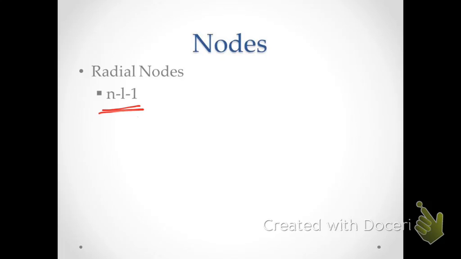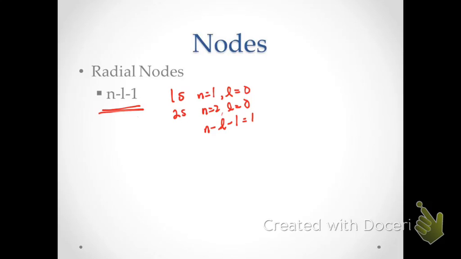So for example, when we had the 1s orbital with n equal to 1 and L equal to 0, n minus L minus 1 was 1 minus 0 minus 1, so the 1s orbital has 0 nodes. On the other hand, if we look at the 2s orbital with n equal to 2, L equal to 0, we would note that n minus L minus 1 in this case was equal to 1, so we have 1 node, which is perfectly consistent with what we observed on the previous slide.